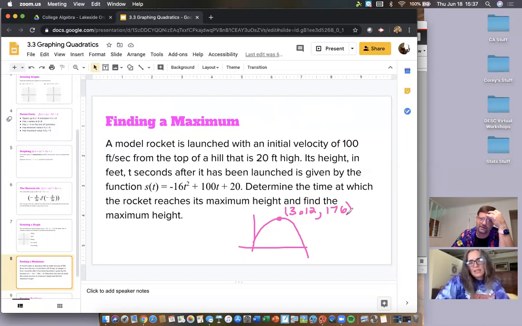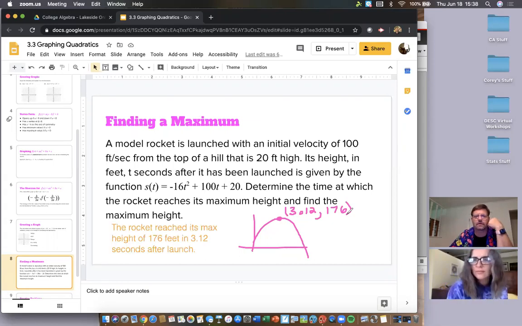So you might want to say something like the rocket reached its max height of 176, is it feet? Yes. I'm not spelling things right. In 3.12 seconds. Yep. After launch, or just 3.12 seconds. And we can't see it yet, but she's typing it. Now you could write that, but she was being cute. That's fine. I was not being cute. I have to use my mouse pad to write, and it's a pain. So I was making my life easier.